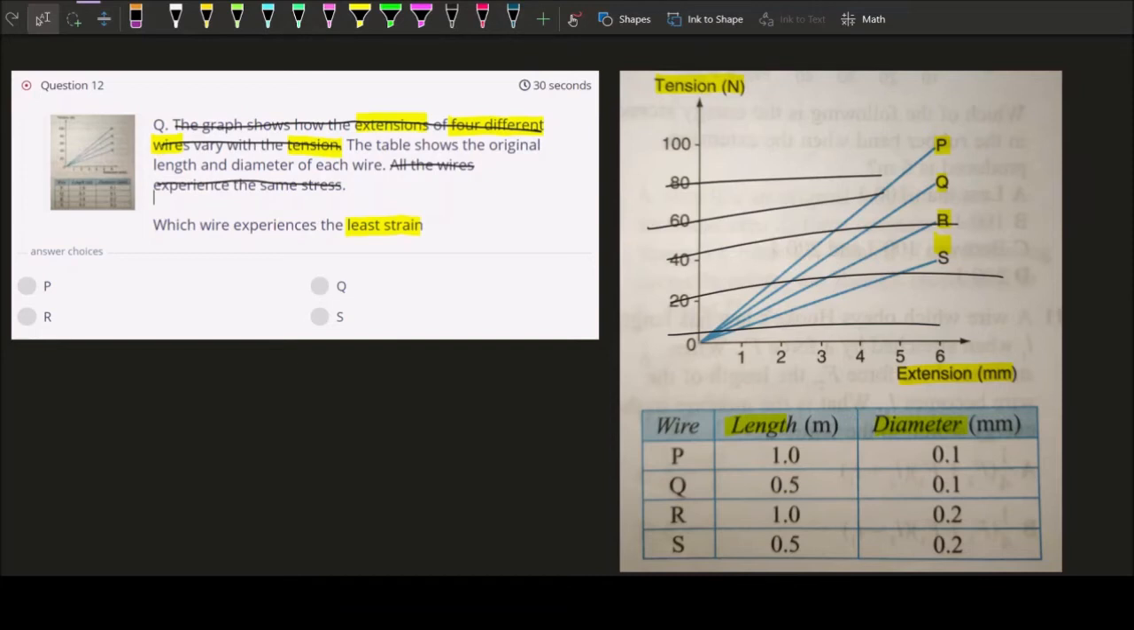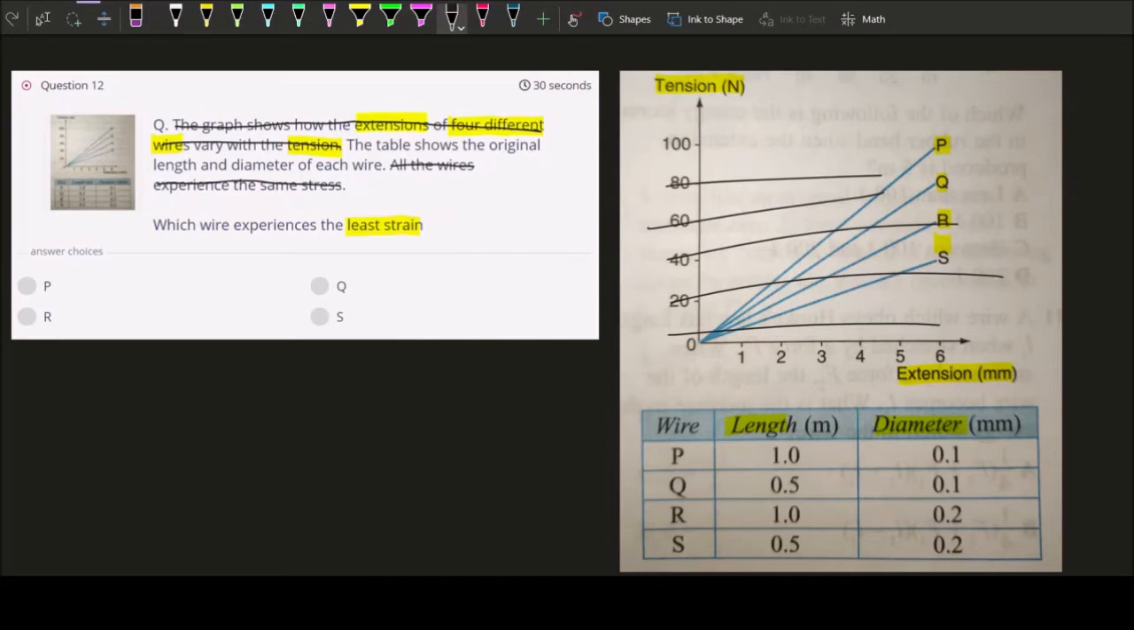So actually, I'm a bit puzzled. What does this mean? Because the diameter is different, then same stress, what does it mean when you have different diameters? You still need different tension also. The whole situation is so messy, I cannot figure things out. So I cross out this sentence. Now we are left with: the table shows the original length and diameter of each wire. Which wire experiences the least strain?